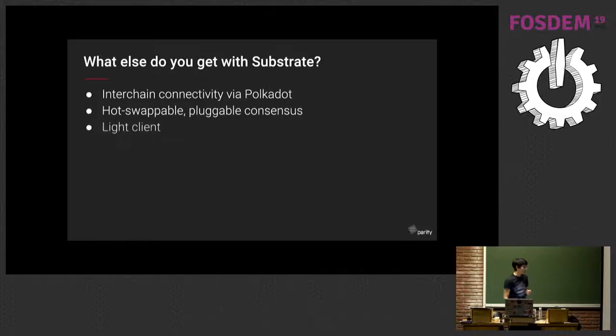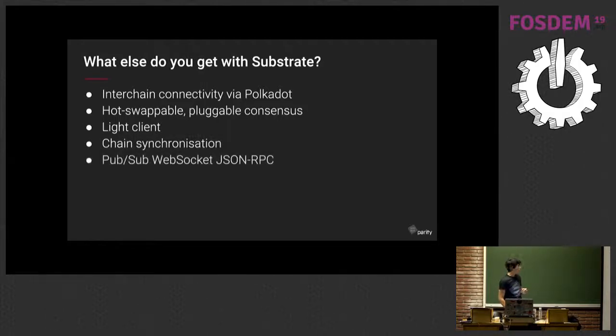You get light client support for free. There's a lot of talk about light clients, in Ethereum and other projects. These are things that need to be added on top of the existing protocols. Here, we are building it as a first-class citizen, so you get it for free. We get chain synchronization automatically built in. You get publish and subscribe WebSocket API, which we use for all of the JavaScript libraries and toolings, which we've already created and is available for you to use.